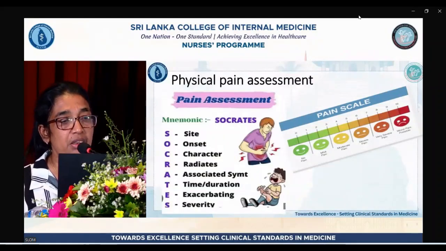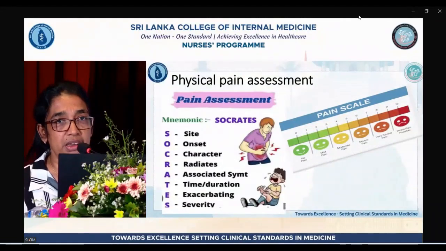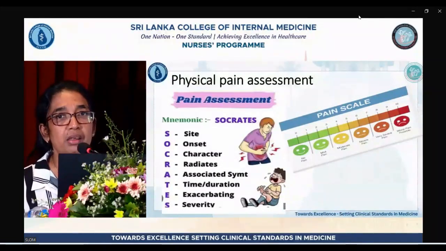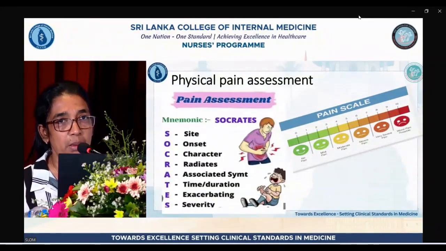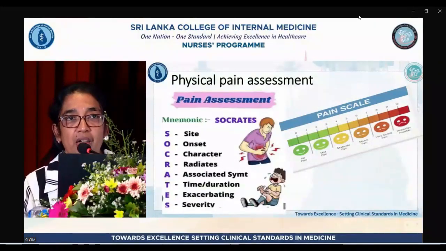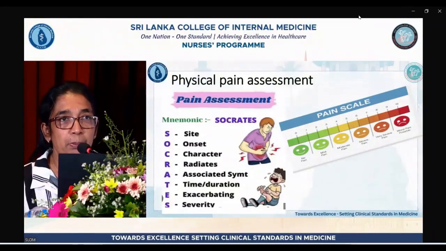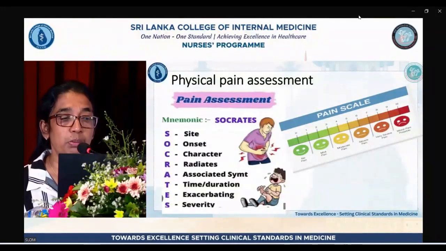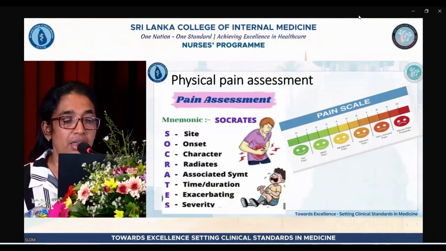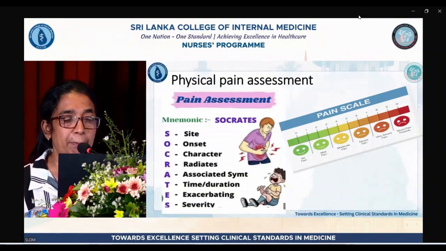Why am I stressing assessment? Because the management all depends on a good assessment. So the main part of pain management is the pain assessment, which can be done by anybody. No need to be a medical officer. Anybody can do it. So it is a very important aspect that a nursing officer should know, and it is easy to remember as SOCRATES. There are many mnemonics, but I feel this is much easier.